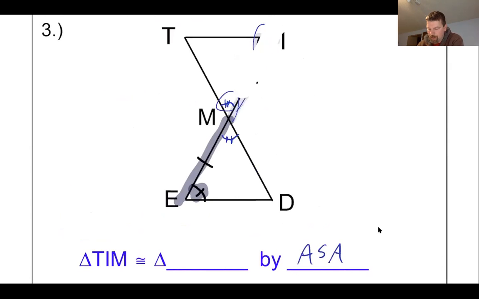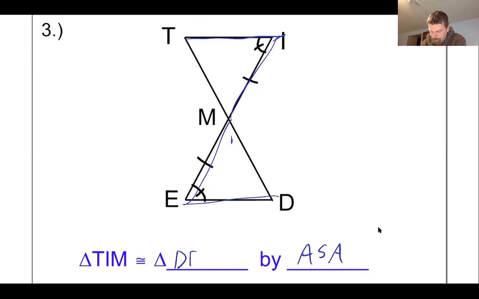Let's make sure we name them in the right order. That top triangle is named TIM, T-I-M. To match that up, that would be the same as triangle DEM. So that triangle TIM on top is the same as the triangle DEM on bottom.